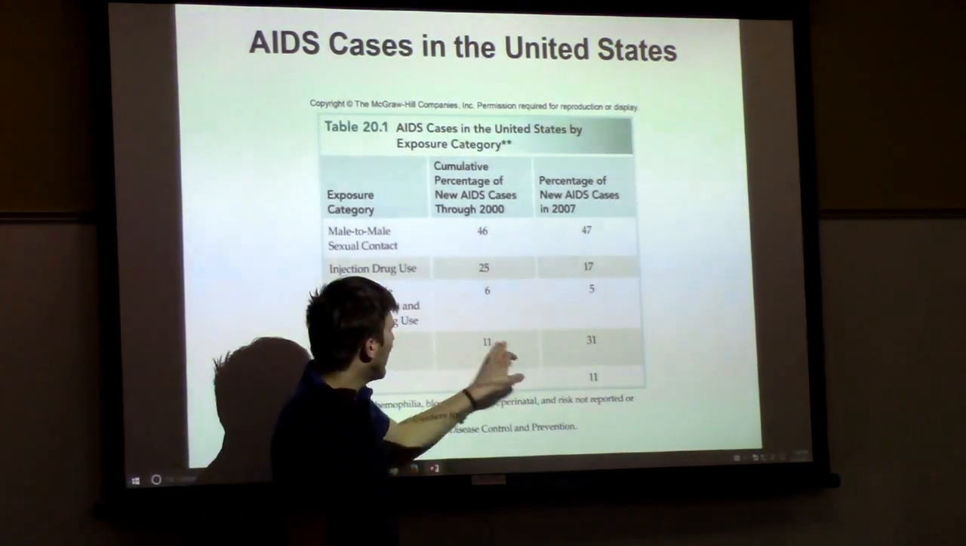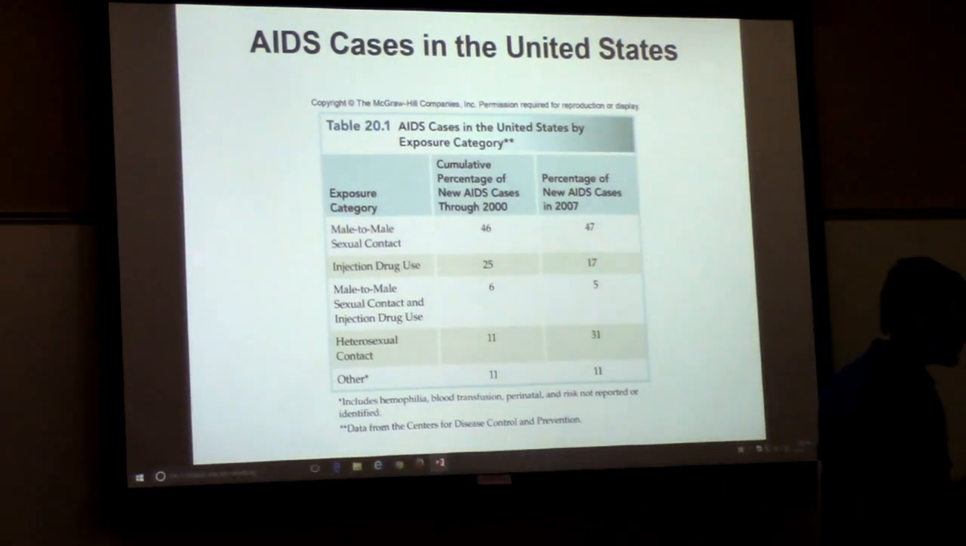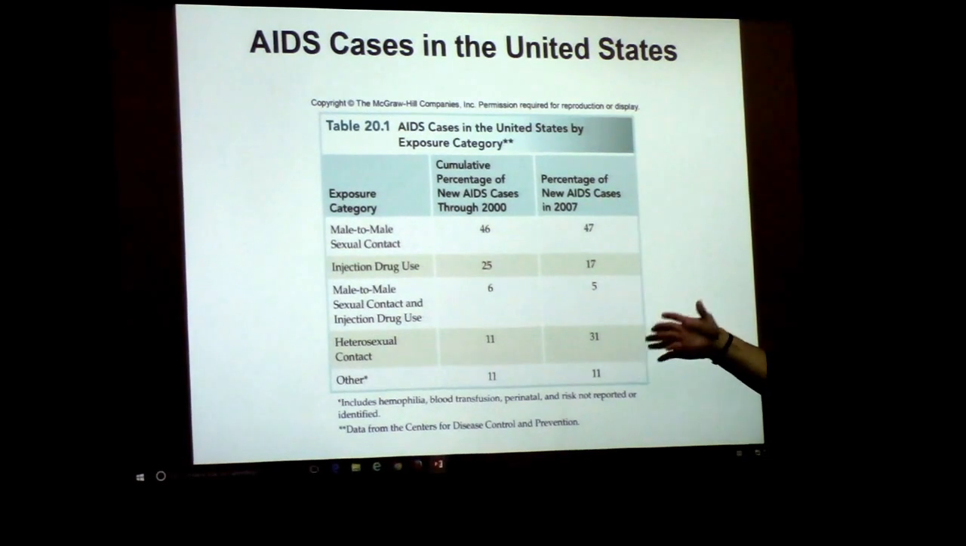Heterosexuals, you can see it's gone from 11 up to 31%. So we're beginning to see more and more in the heterosexual community. This is often in African American communities, indigent populations.